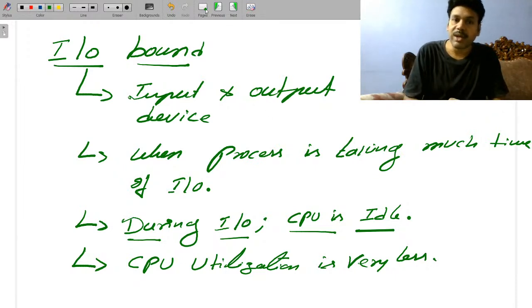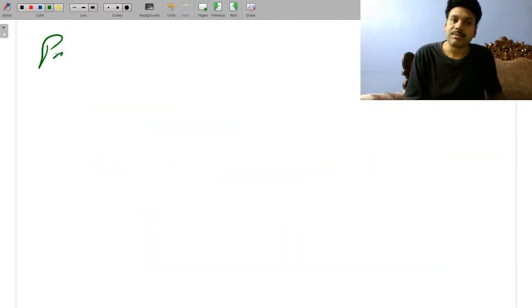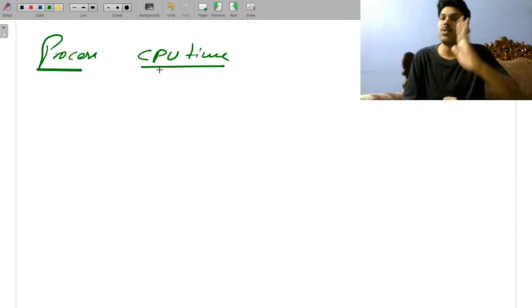I will give one example, observe carefully. I am saying there is a process. I require the CPU time. I don't want any input and output. I am just watching a movie. You execute it. That is the example. I am watching the movie.